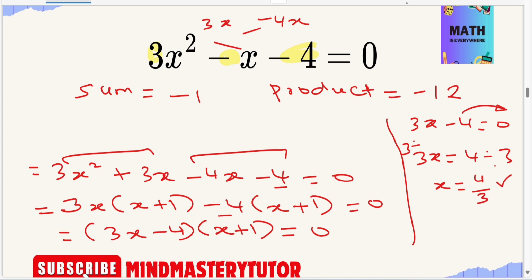Your second answer tunasema ni x plus 1 equal to 0 as well. So ukisubtract 1 upeleke the other side itakuwa x equal to negative 1. So that's your second answer. So both of the answers are shown here. So this is your first answer.